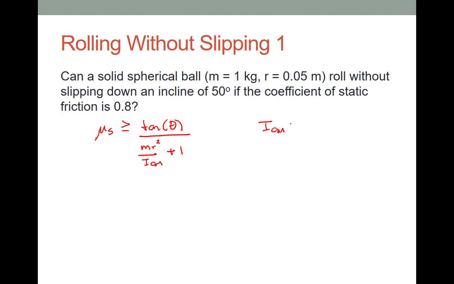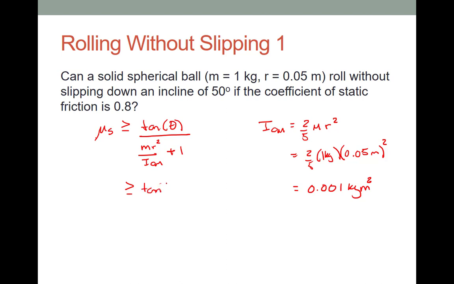Since this is a spherical ball, the moment of inertia about the center of mass will be found by 2/5 times the mass times the radius of the ball squared. So that's 2/5 times 1 kilogram times 0.05 meters squared. And that works out to be 0.001 kilogram meters squared.